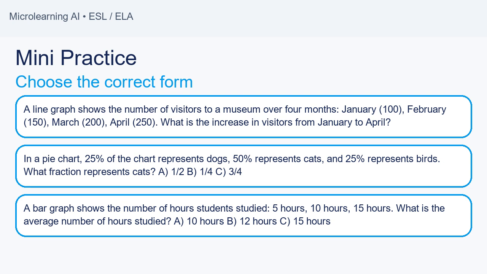3. A bar graph shows the number of hours students studied. 5 hours, 10 hours, 15 hours. What is the average number of hours studied? A. 10 hours, B. 12 hours, C. 15 hours. Answer A.